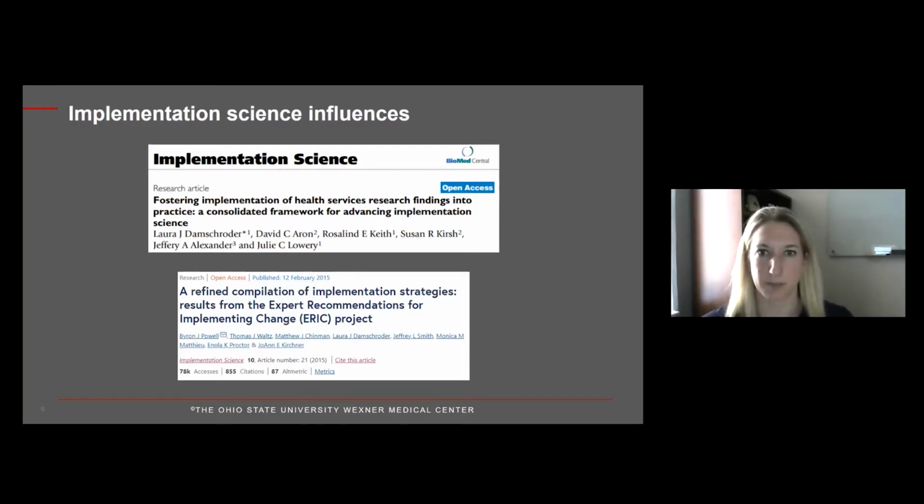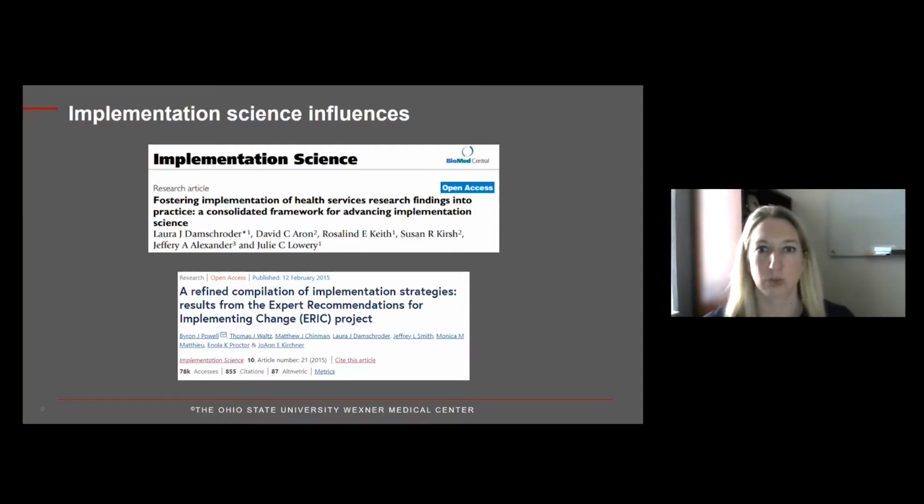On the lower portion of this slide, we have a publication that, if you've heard about the implementation strategies or the ERIC taxonomy, that screenshot represents the ERIC taxonomy, which is a list of over 70 implementation strategies that are hypothesized to help support the use of evidence-based practices in routine care. In this case, our evidence-based practices include the Action Research Arm Test and the Fugl-Meyer assessment.